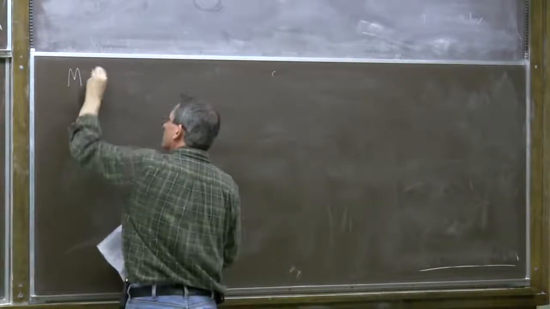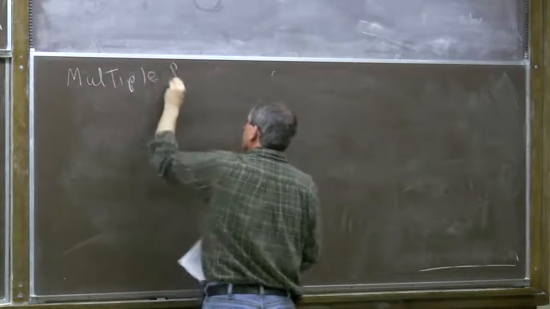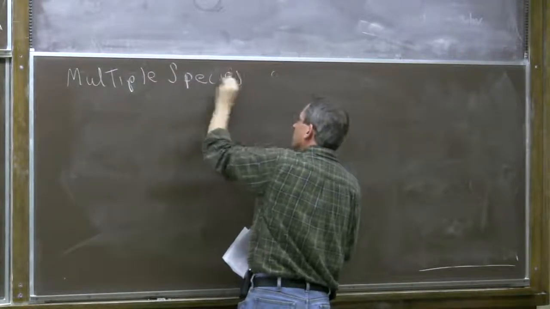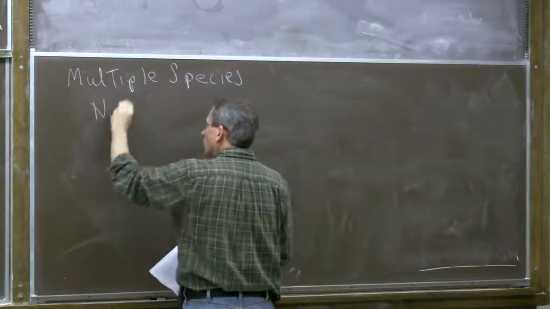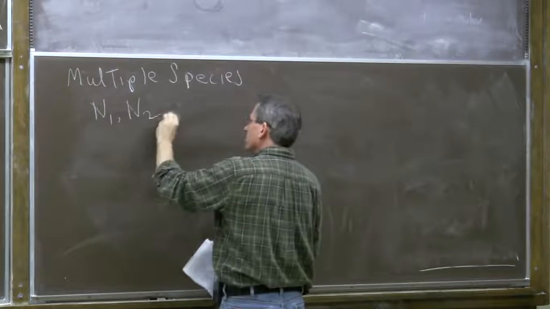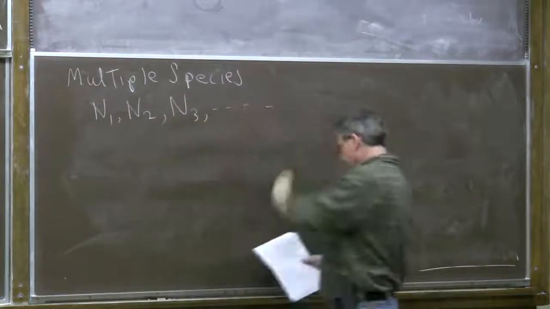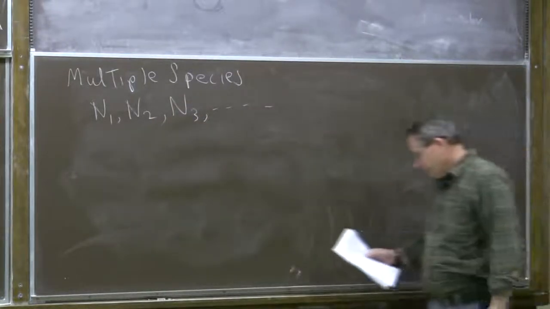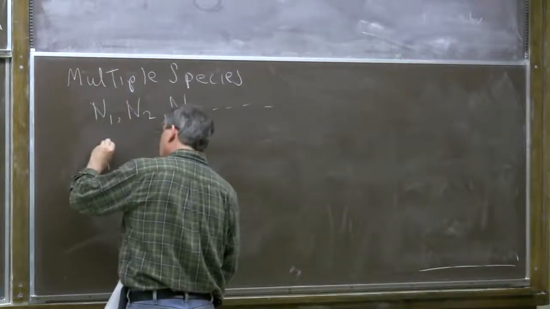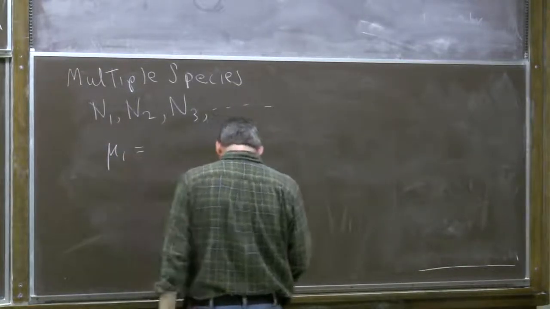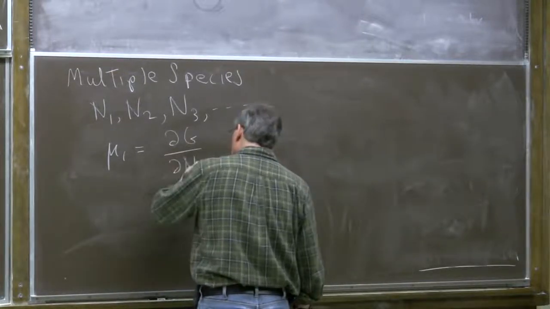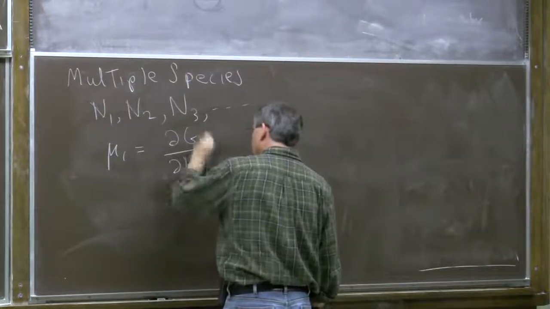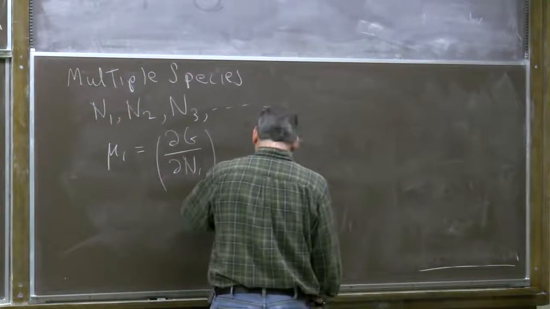So if we have multiple species, we can say there's a number of particles of type 1, N1, number of type 2, N2, and so on. Then the chemical potential for species i I can define as the derivative of Gibbs free energy with respect to the number of particles of type i, with temperature and pressure fixed.